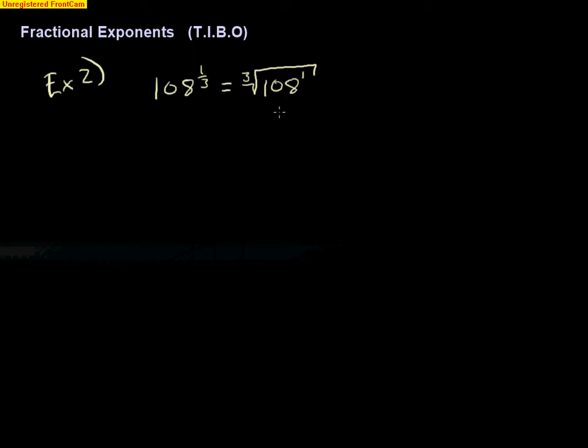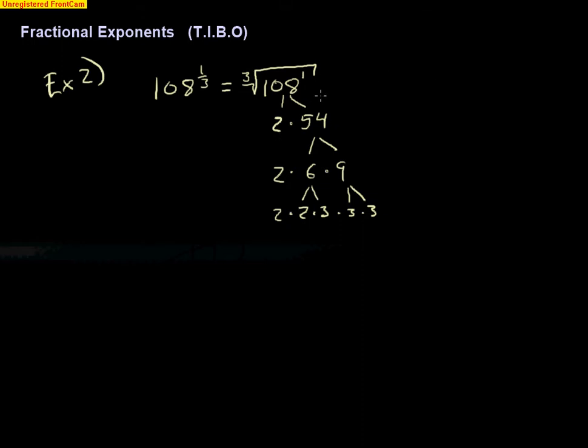Now 108 can actually be split up. I'm going to look for the most basic numbers that make up 108. So I'll divide by 2. 2 times 54 is 108. That's true. Now 54 I can break up into 6 times 9. So now I have 2 times 6 times 9 is 108. 6 I can break up again into a 2 times a 3, and 9 I can break up into a 3 times a 3. So now I'm going to get 2 times 2 times 3 times 3 times 3.